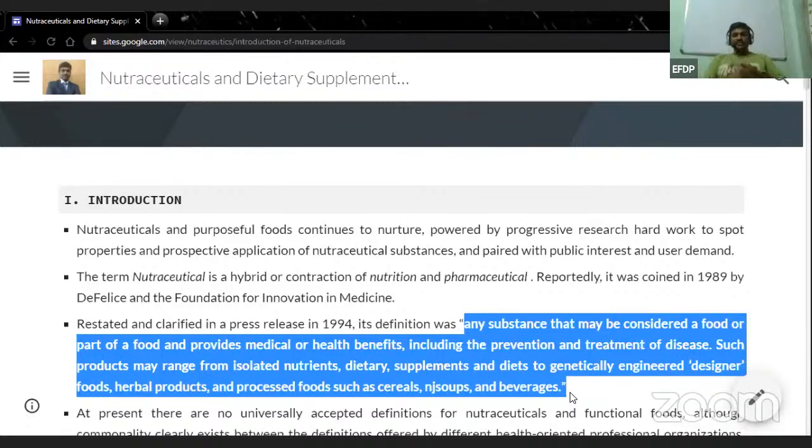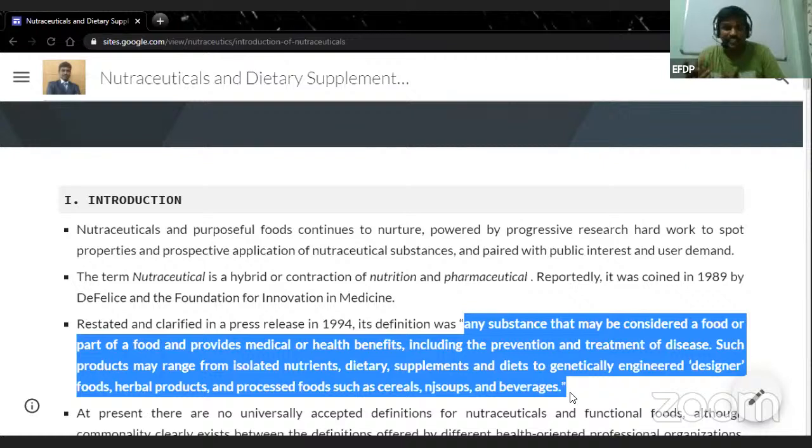So what is the definition of nutraceutical? मेरे साथ बोल सकते हो, आप अकेले हो घर में तो आप बोल सकते हो. Any substance that may be considered a food or part of a food and provides medical or health benefits, including the prevention and treatment of a disease. Such a product may range, क्या क्या हो सकता है फिर ऐसे? Isolated nutrients, dietary supplements, diet, and genetically engineered foods.